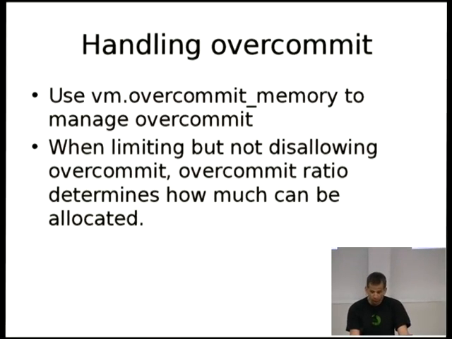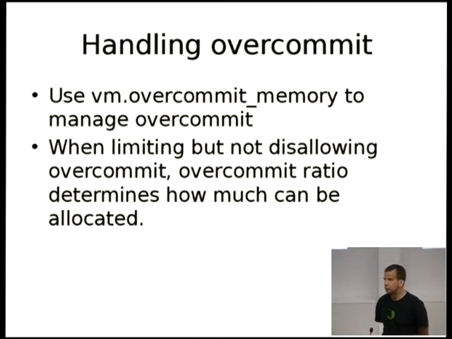Now, the vm.overcommit_memory parameter can have 3 different values: 0, 1, and 2. 0 means do overcommit memory, 1 means don't overcommit memory, 2 means do overcommit memory, but up to a certain limit.